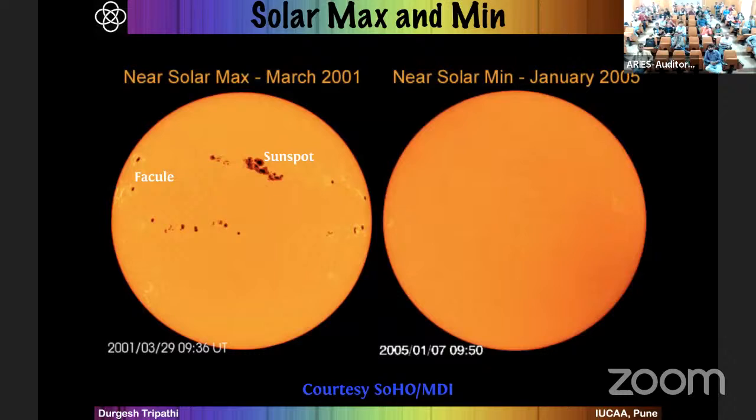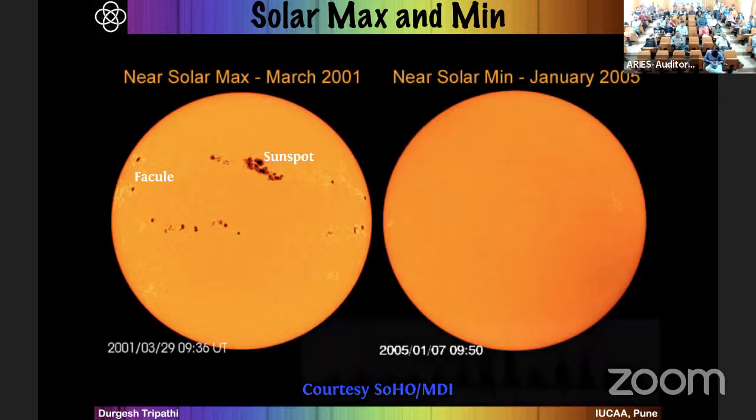Now, when you start observing the sun, you figure out that it essentially has two different phases, which is quite unique, right? The left image was taken in 2001, where you see that there are a number of dark spots on the surface, whereas on the right-hand side, you see that there are essentially no spots, right? And that is during solar maximum in 2001, and 2005 is during solar minimum. It is not that in 2001 we had that many sunspots, and then there was nothing going on and so on.